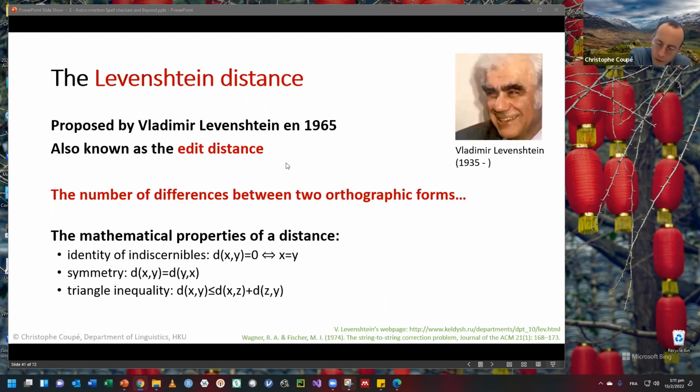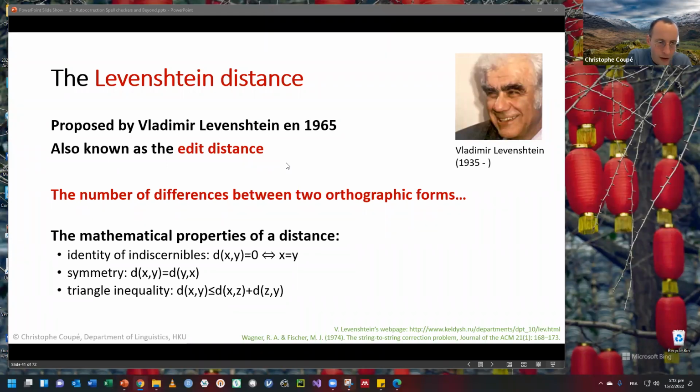So there is something very, very well known that's called the Levenshtein distance. It was proposed by someone named Levenshtein. He's a Russian, I think, mathematician. He's still alive. He's quite old now, right? Born in 1935. And this is also known as the edit distance. And that's the number of differences between 2 orthographic forms.